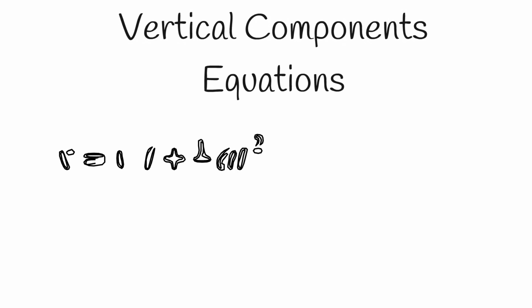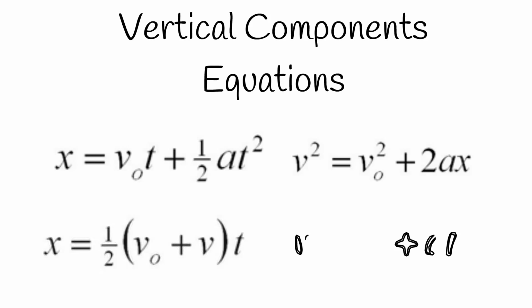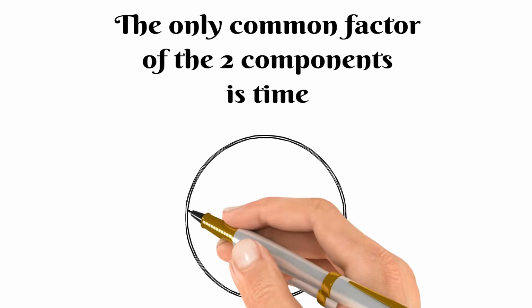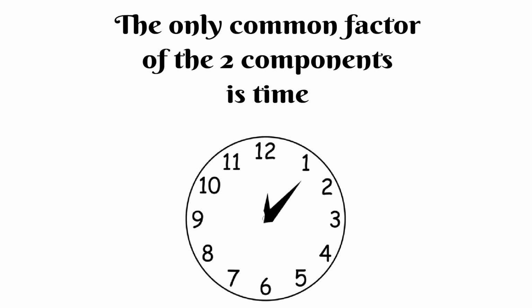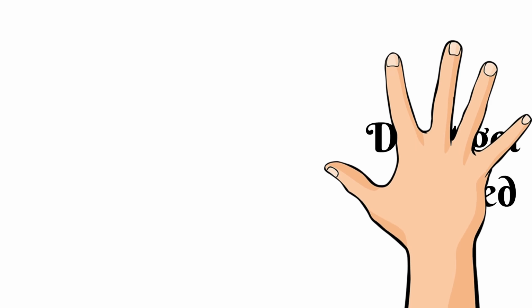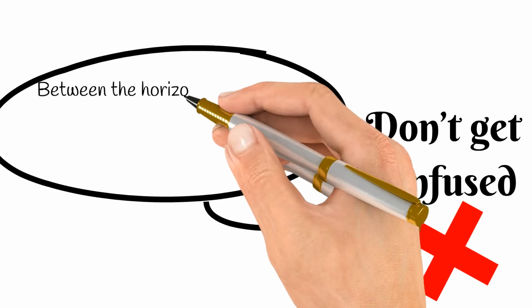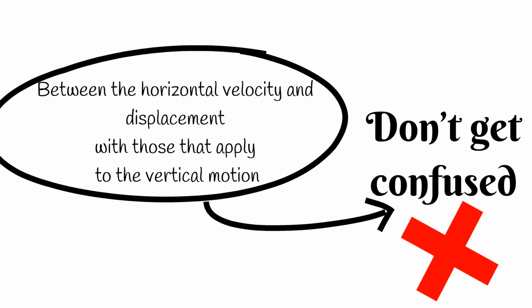The vertical component can be solved with the equations of motion with uniform acceleration, while for the horizontal motion, due to its constant speed, we only apply the equation: speed equals velocity multiplied by time. The two components have only one common factor, which is the time of the object's travel. Make sure that you don't get confused between the horizontal velocity and displacement with those that apply to the vertical motion.